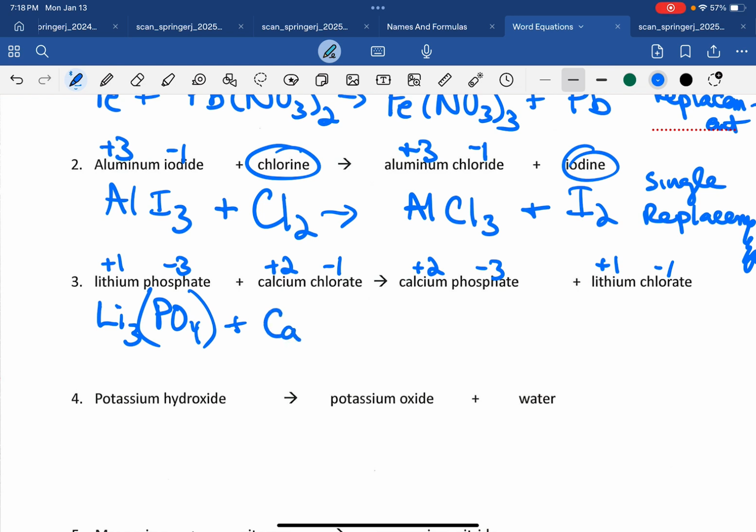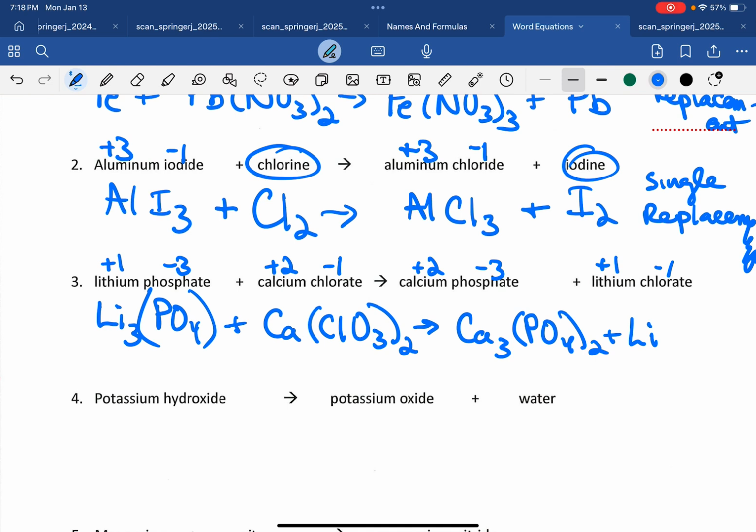Calcium chlorate, Ca(ClO3)2. That's the chlorate ion, it gets the 2. Calcium phosphate, Ca is going to need a 3, PO4 a 2. And lithium chlorate, LiClO3. Parentheses or not, it's up to you, at least as far as I'm concerned. If you've had some other chemistry teacher, they may not want you to put those parentheses on there. I don't think it hurts anything. They're not necessary. It's not hurting anything.